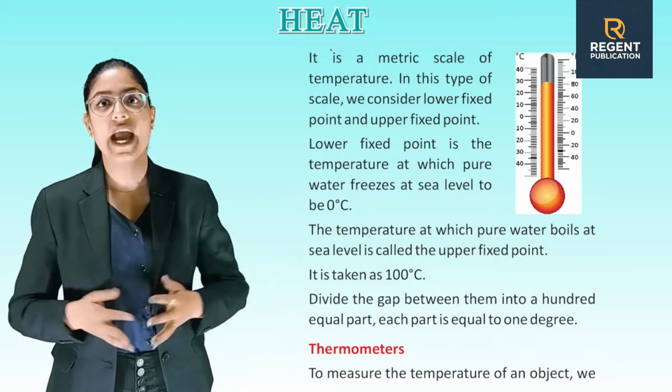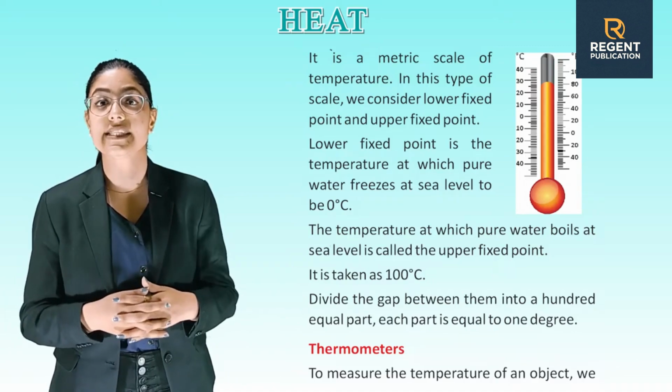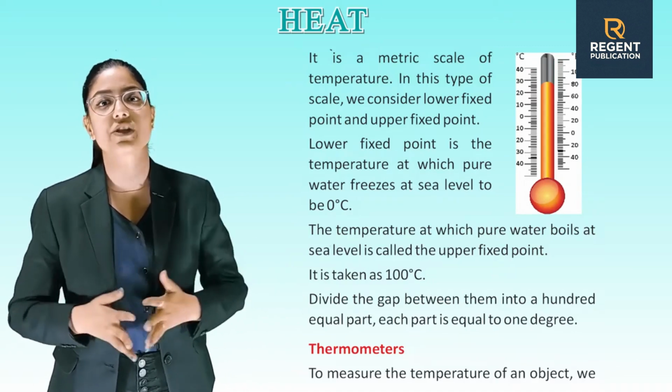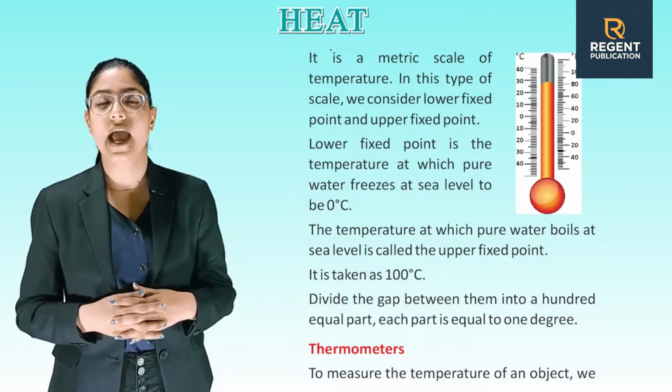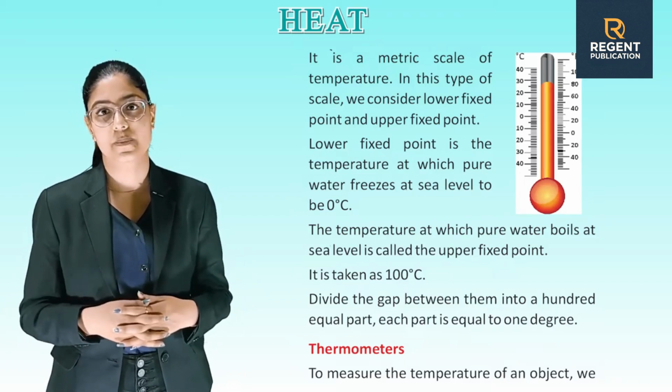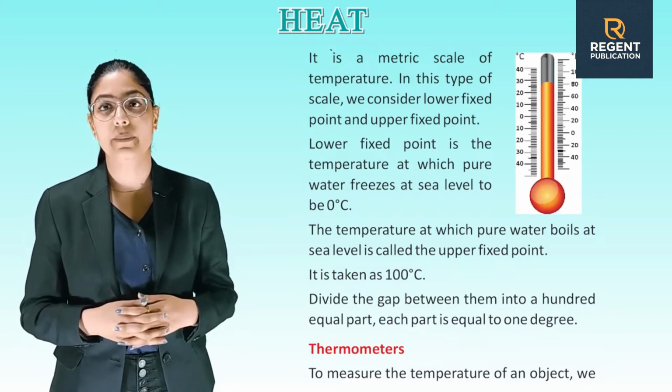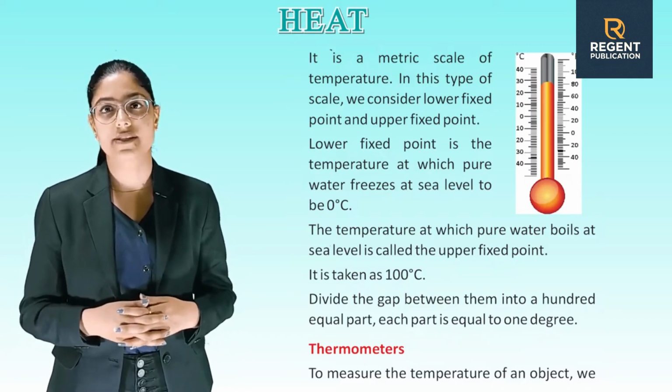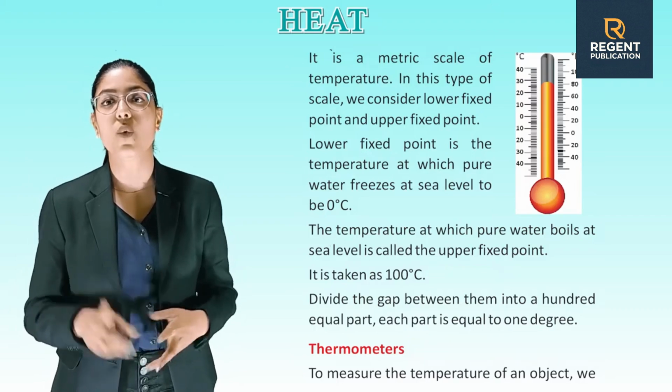The temperature at which pure water boils at sea level is called the upper fixed point. It is taken as 100 degree Celsius. Divide the gap between them into 100 equal parts. Each part is equal to 1 degree.